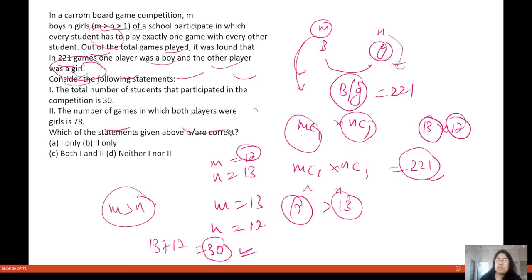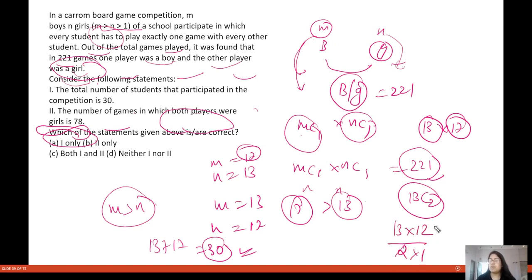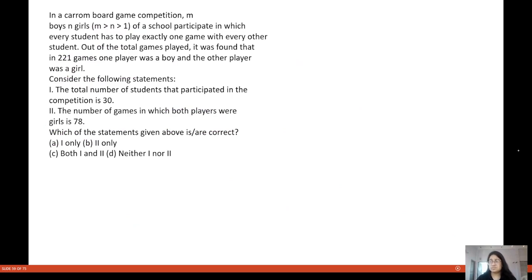Now it is saying the number of games in which both the players were girls is 78. So see, if one student has to play exactly against one student, then one girl has to play with every other girl. So that can be done in how many ways? This will be 13 into 12 divided by 2 into 1, so this comes out to be 78. So we find that both 1 and 2 are good.